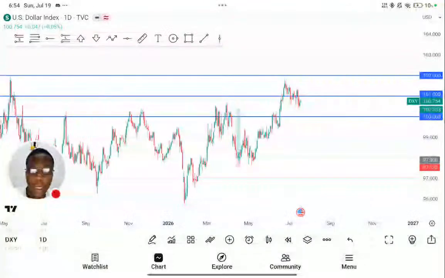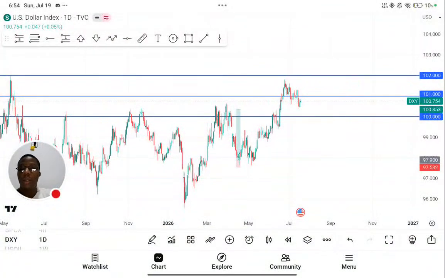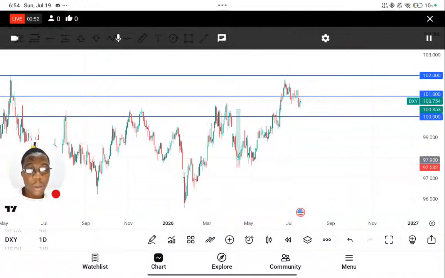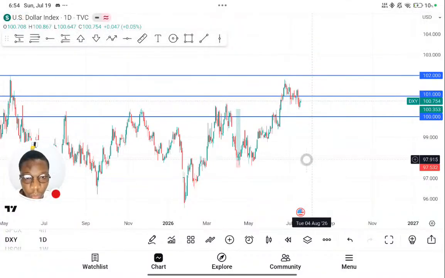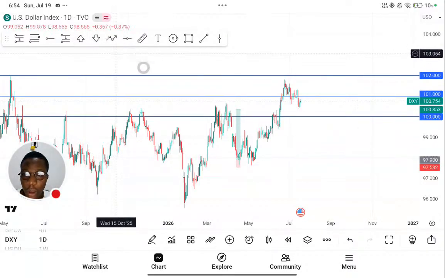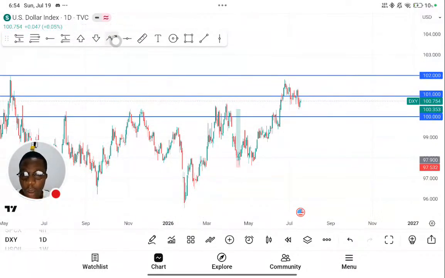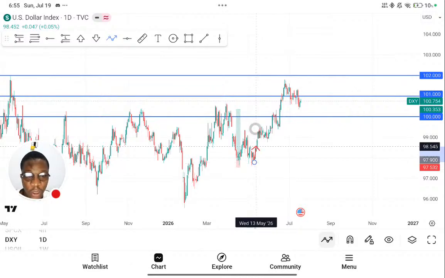So from where we are seeing this, how do we read this? It's in an uptrend. Why? Is it because it's just looking up?